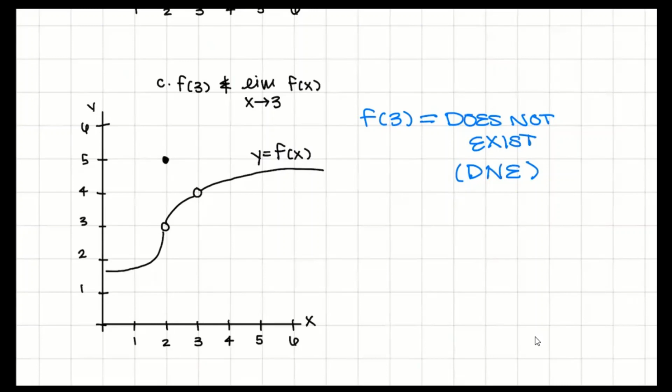But because there's points next to 3 and next to f of 3, we can still evaluate its limit. So here again, we're looking for numbers as we approach 3, but don't touch 3. And we can see that we approach the value 4. We just don't ever achieve 4. And that's okay. And that just means that the limit as x approaches 3 equals 4. And that's it for example 1.